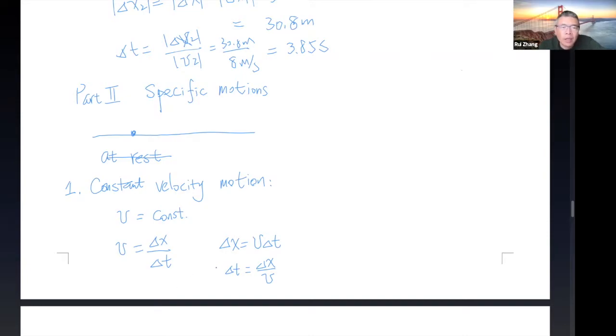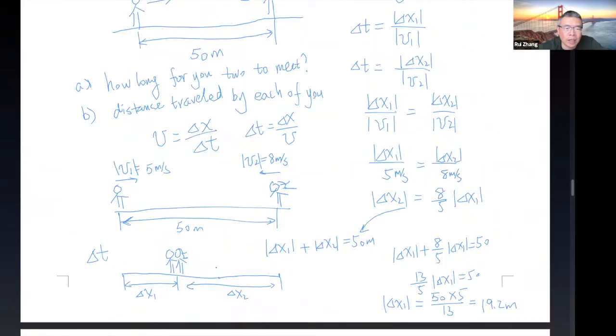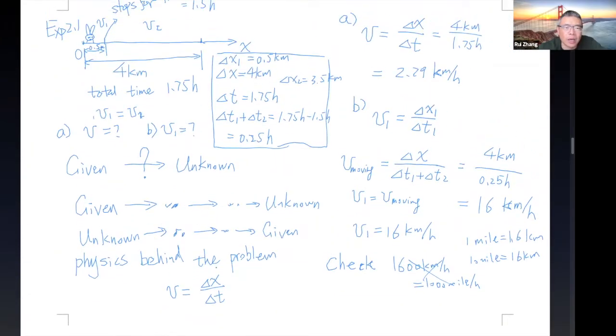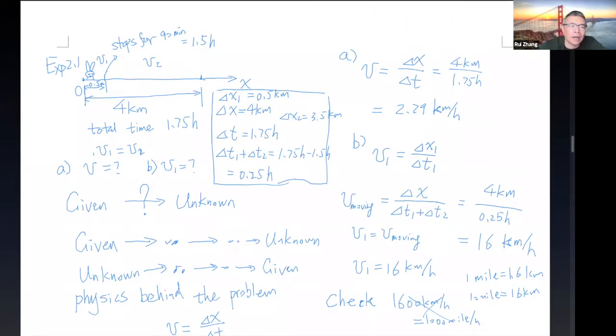Actually, the example and exercise we did yesterday was kind of constant velocity motion. It's not totally constant. In this case, this part is constant velocity, this part is constant velocity, but the whole motion is not constant. But still, if you break down these parts of the motion, they are constant velocity motions, and you can use the formulas to get the corresponding quantity.